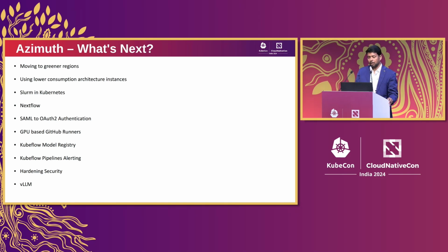And next is Nextflow. Using Nextflow, you can easily switch between Kubernetes and Slurm jobs. Then we are planning to migrate from SAML to OAuth for authentication, and GPU-based runners. And we are waiting for the Kubeflow model registry. I think it's being built by the Red Hat team. And alerting systems, like if the Kubeflow pipelines fail or if the workload is less, then we will alert the users. And hardening security using Kyverno policies and image scanning.